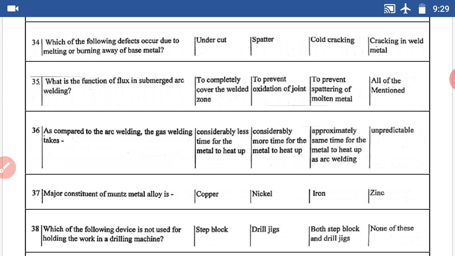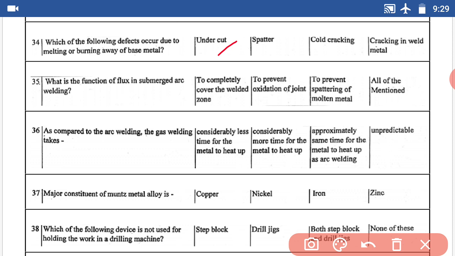Which of the following defects occurs due to melting or burning away of base metal? This question's answer is option A, undercut. Correct answer: A, undercut.